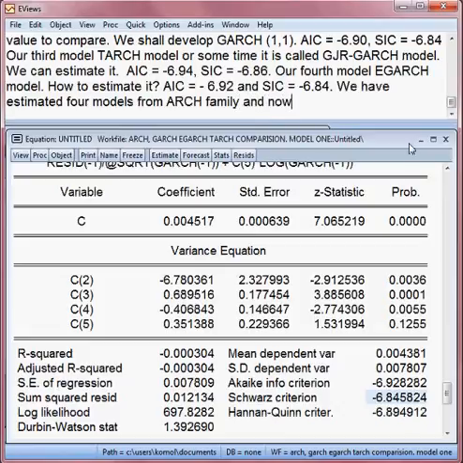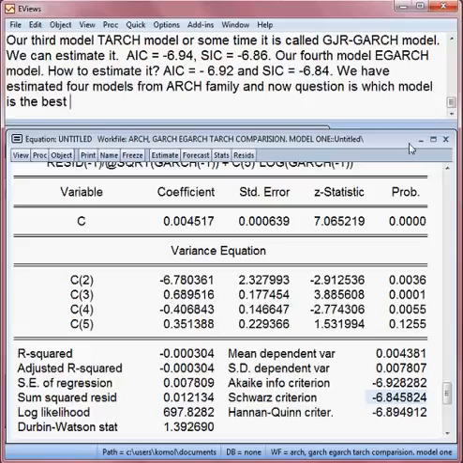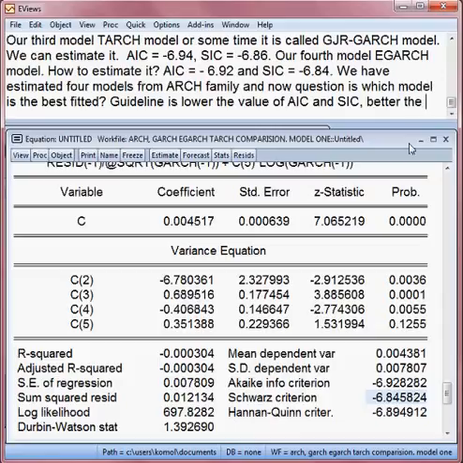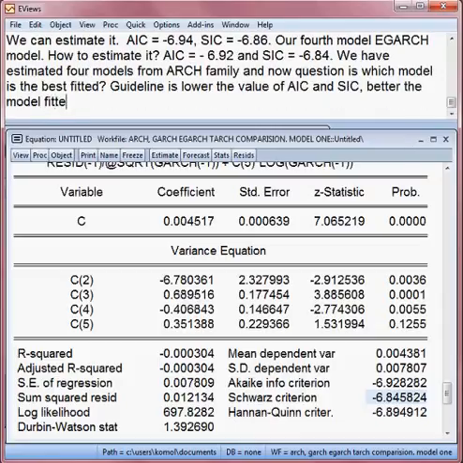And now the question is which model is the best out of all these 4? Which model is the best fitted? And what is the guideline? The guideline is: the lower the value of AIC and SIC, the better the model fitted. So that is the guideline.